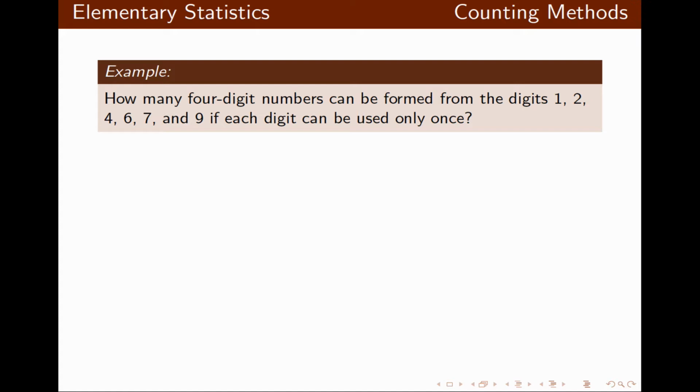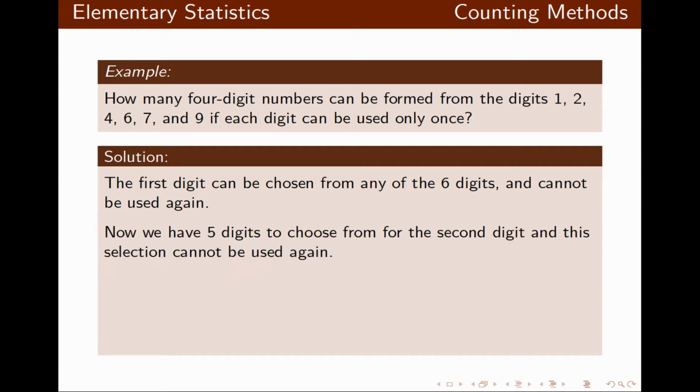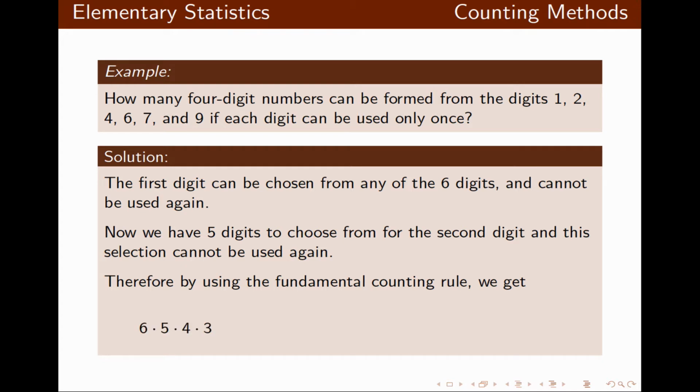Now, how many four-digit numbers can be formed from the digits 1, 2, 4, 6, 7, and 9 if each digit can be used only once? Now for the first digit, we have 6 choices, but that choice cannot be used again. Now we have 5 digits to choose from for the second digit, and this selection cannot be used again. Therefore, by using the fundamental counting rule, we get 6 times 5 times 4 times 3, which gives us 360 different four-digit numbers.